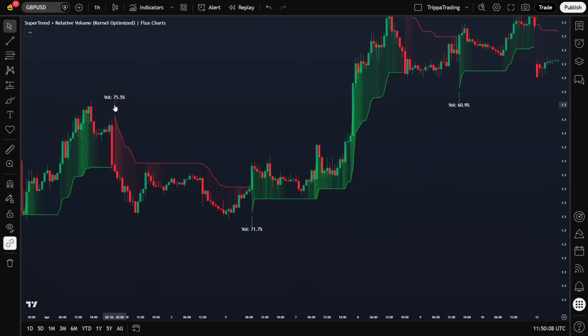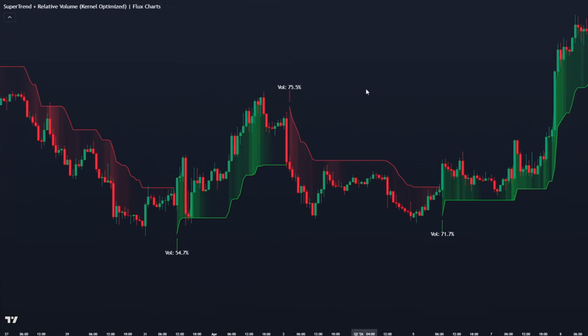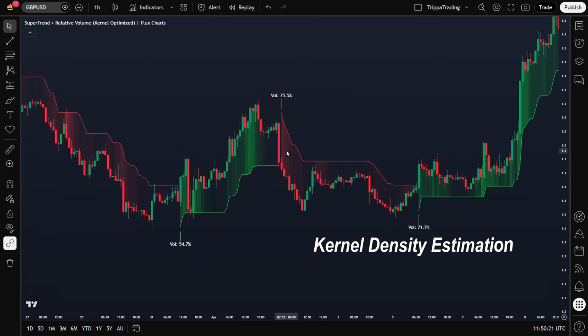Here is how it works in simple words. First, it calculates the supertrend using ATR, just like a normal supertrend does. Second, it calculates relative volume during those breaks. Third, it applies kernel density estimation, or KDE, to those historical break events and their volume behavior. Finally, it converts all of that into the KDE% you see on the chart. Then it checks that value against your threshold.